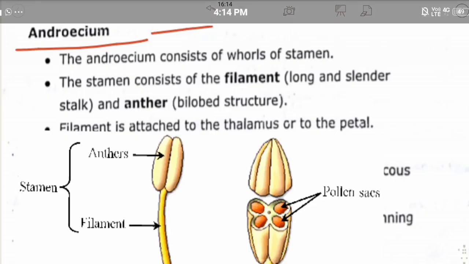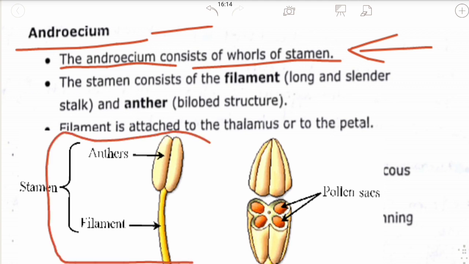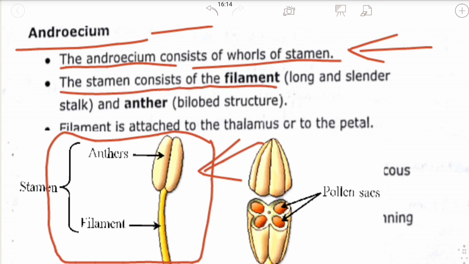Androecium, which is also known as stamen. The androecium consists of whorls of stamens. This is the typical structure of the stamen. The stamen consists of filament and anther. This stamen mainly consists of two different parts, that is anther and filament.